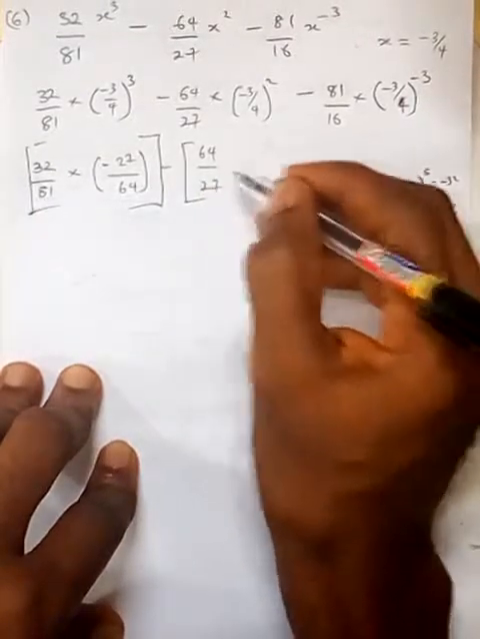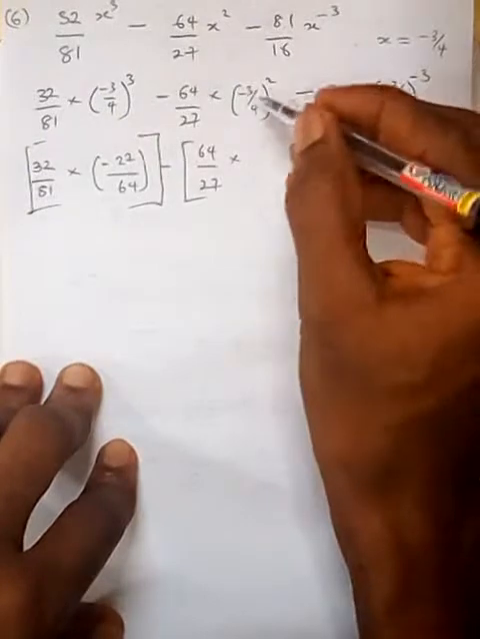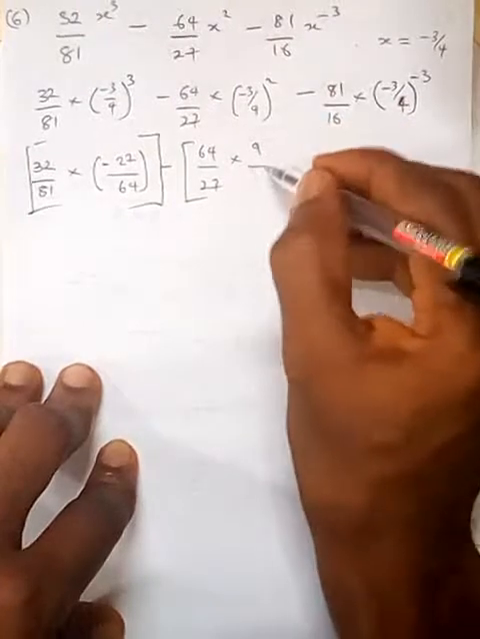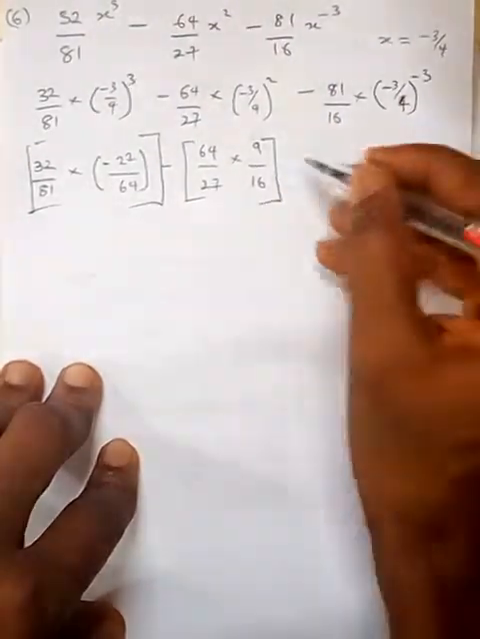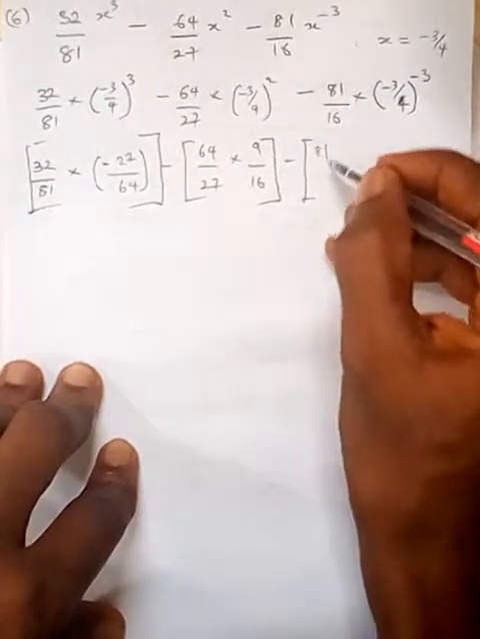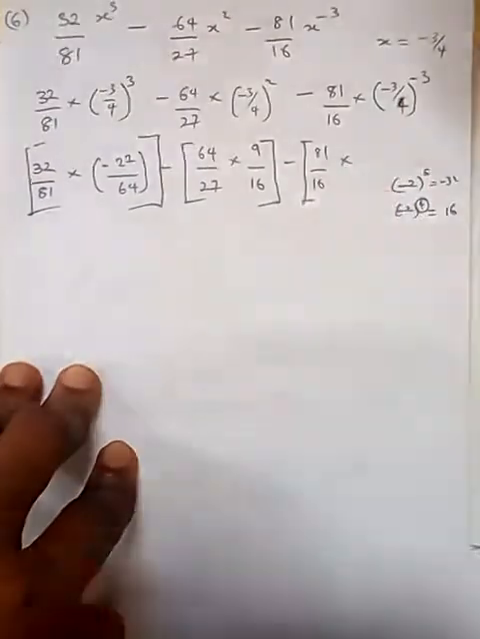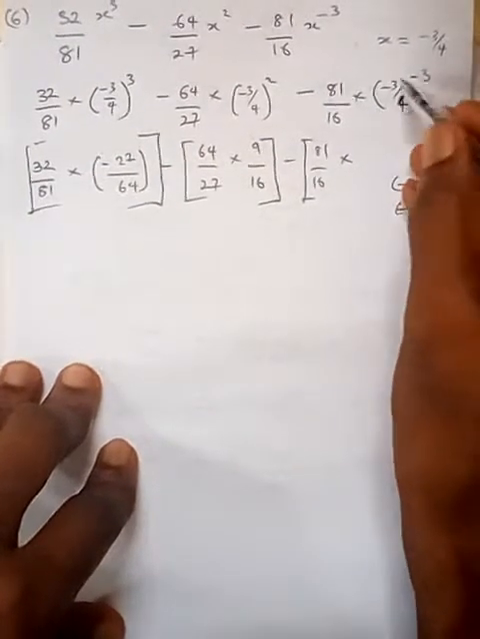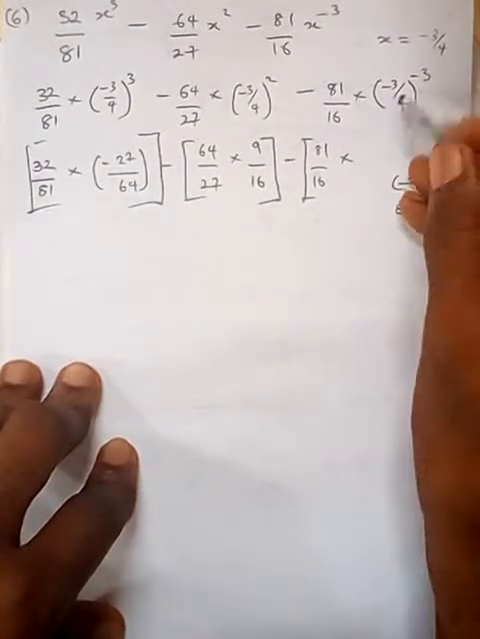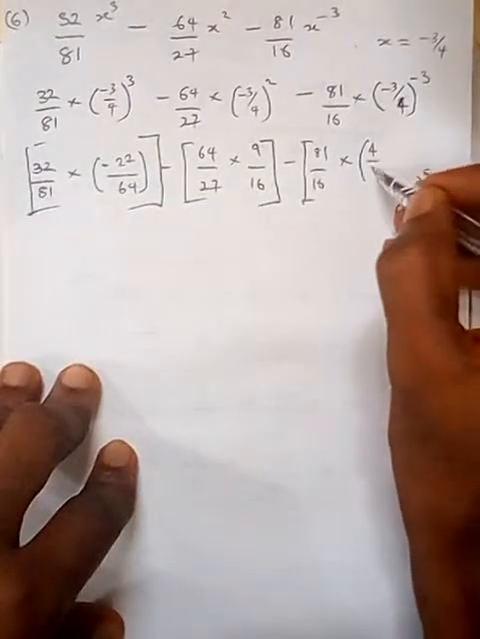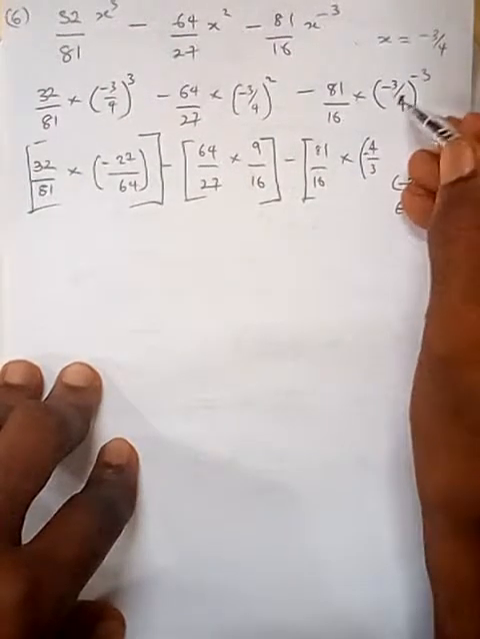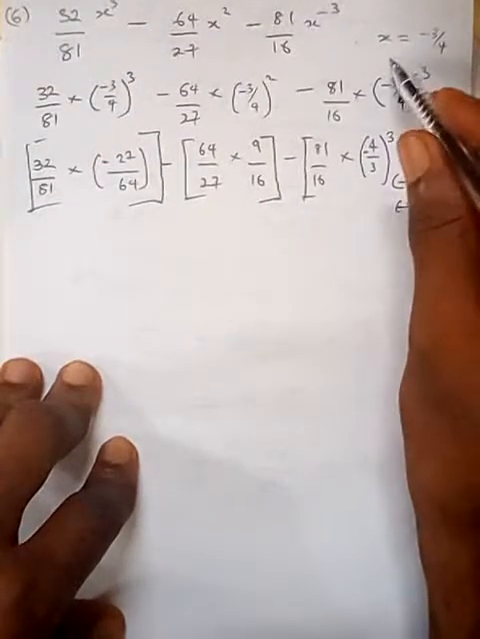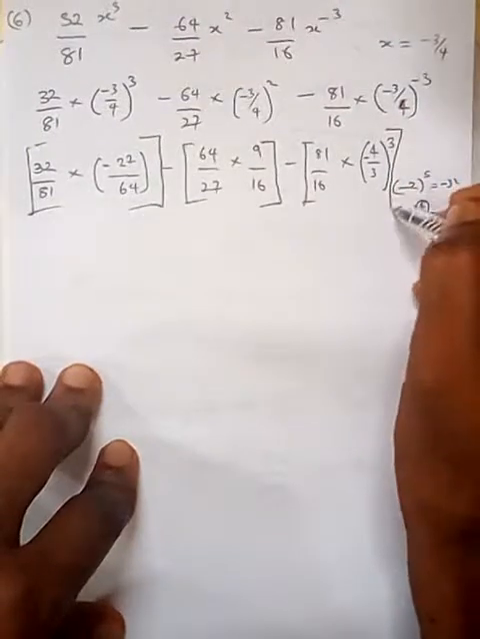64 over 27. Okay, times, now this will be positive because it's raised to power an even number here. So 3 squared is 9 over 16, okay, minus 81 over 16 times. Now because of this raised to power minus here, this will now be 1 over this. 1 over this means this should flip, which is 4 over 3, of course, minus 4 over 3. It flips because of this minus here, raised to power 3. So this minus is 1 over, if you have 1 over, this guy has to flip, okay.